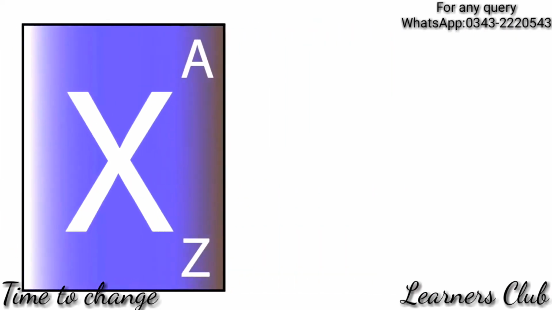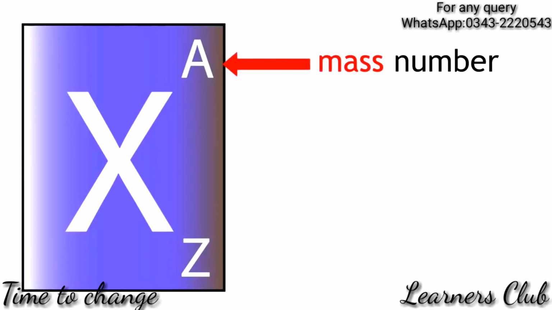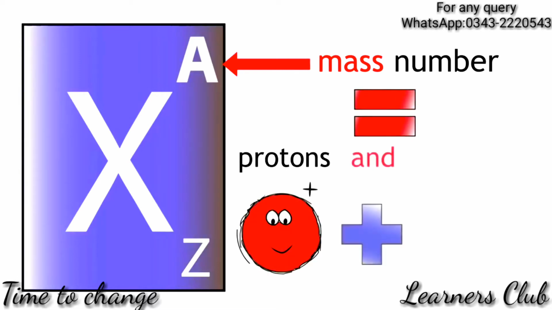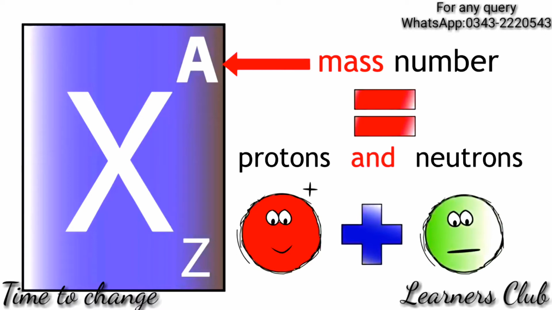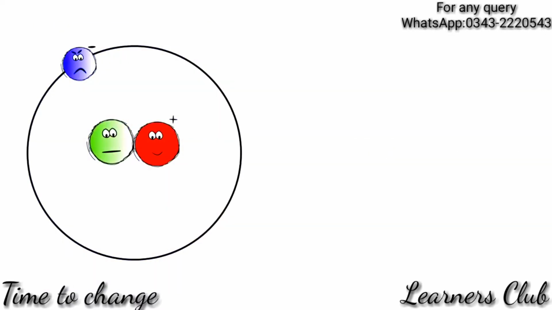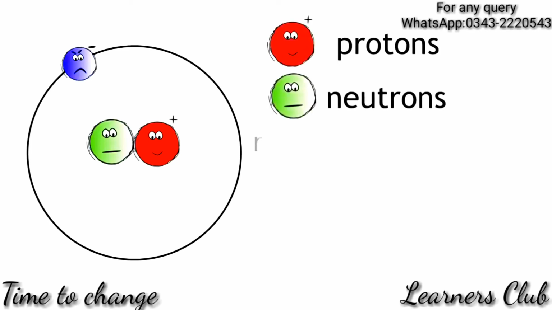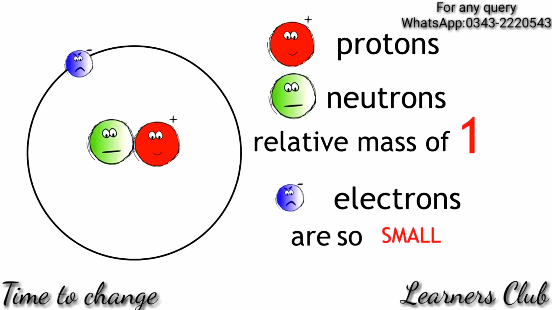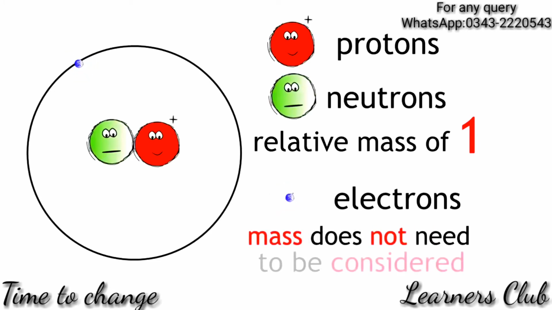The next number we look at is the mass number. The mass number has a symbol A. The mass number tells you how many protons and neutrons are in one atom of an element. We need to remember that protons and neutrons each have a relative mass of 1, and that electrons are so small that their mass does not need to be considered in the mass number of an atom.